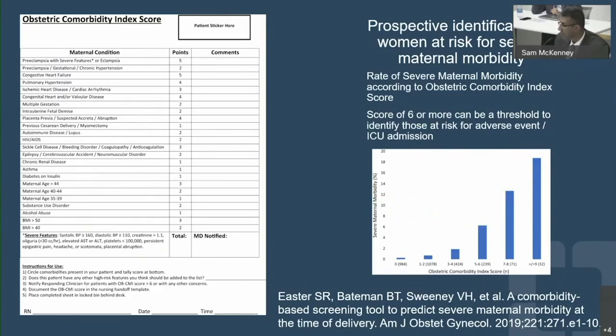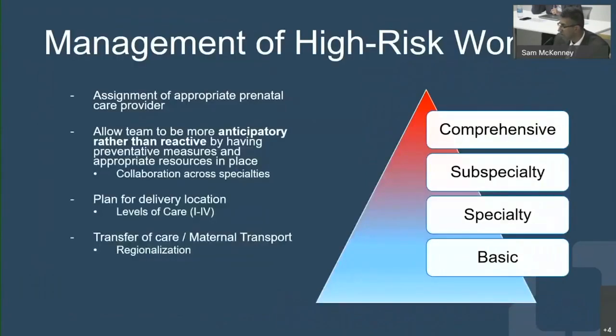So this is a kind of tool that can be used, and we're starting to utilize this here, where you can stratify risk and then you can anticipate issues. So what can we do with that? Well, we can manage these patients, assign them to appropriate prenatal care providers so that these problems are addressed. So in obstetrics, we have nurse practitioners, midwives, obstetrician gynecologists, and then maternal fetal medicine specialists who all take care of pregnant women. So according to the risk, we can get them to the proper provider.